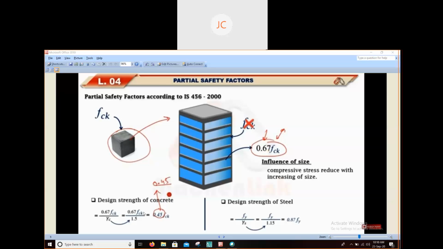Design strength of concrete is 0.45 fck.